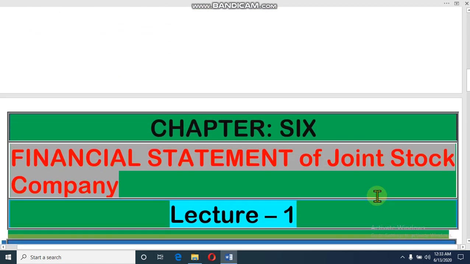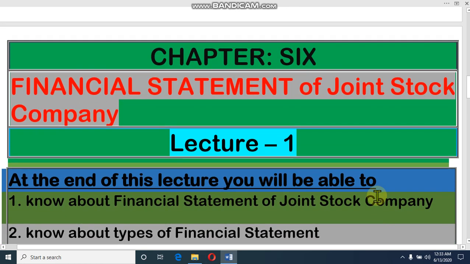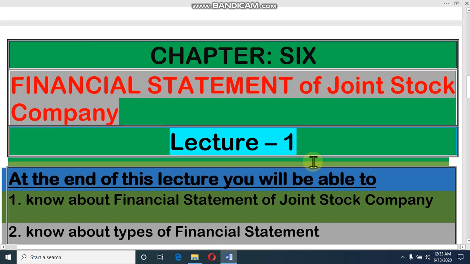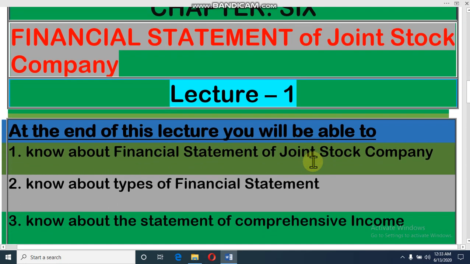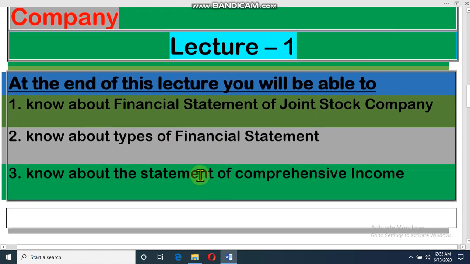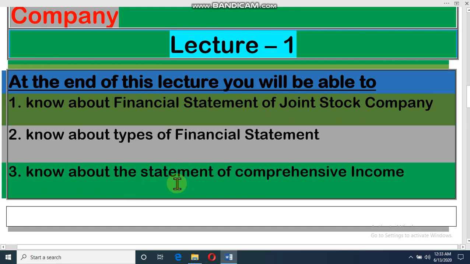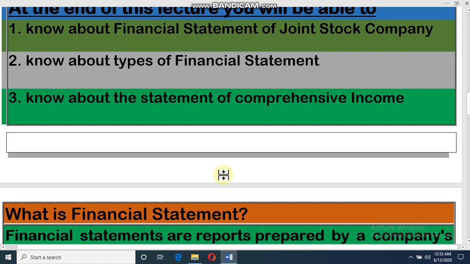Today we will discuss Chapter 6. You know that this is financial statement of joint stock company. Today it is our first lecture. Dear student, at the end of this lecture, you will be able to know about the financial statement of joint stock company. You will be able to know the types of financial statement. You can know about the statement of comprehensive income. Let's come to our class.